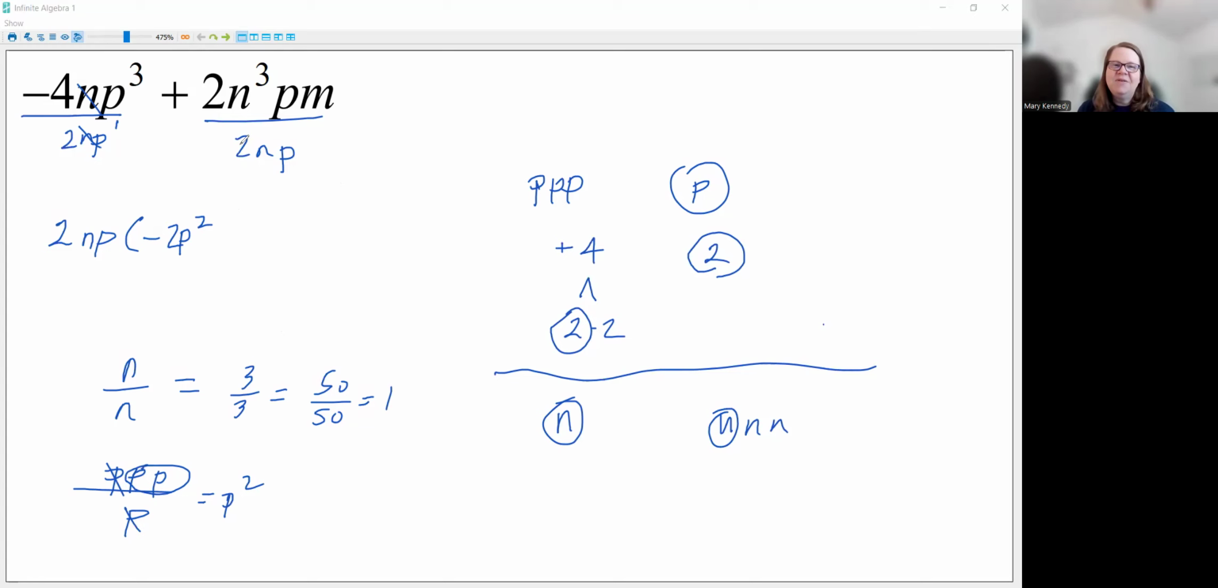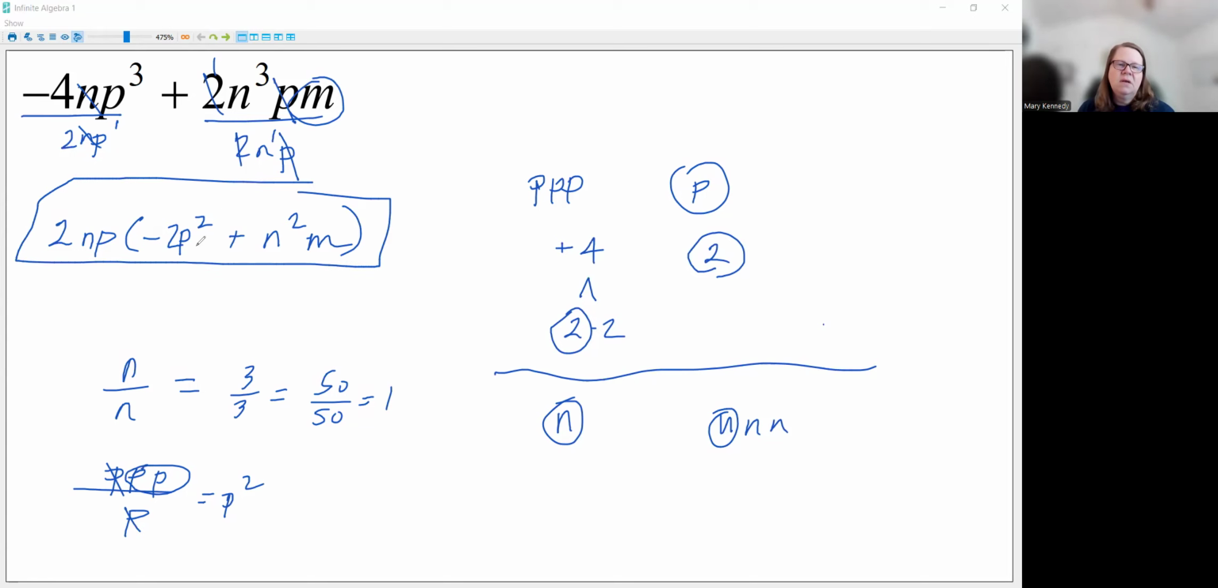All right, and then we have +2 divided by 2. 2 divided by 2 is 1. So we just have +1, but we're going to have some letters after that. So we don't really have to include the 1 in our final answer. Now we've got n cubed divided by n. So that's the same as what we had here. We've got 3 of them. We're taking 1 away. So that's n to the second, n squared. p divided by p equals 1. So that's gone. And then there's that m that didn't have anything happening to it. So we would put m there. And so I would say this is a good final answer.